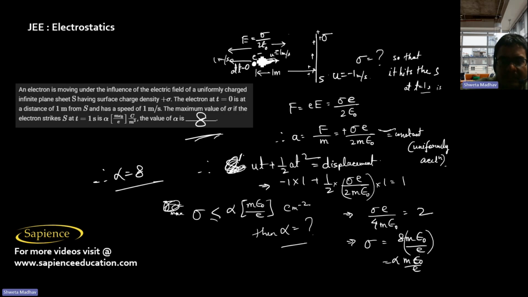So it means that the initial velocity of the electron is away from the plane sheet. It is not initially moving towards the plane sheet, it is initially moving away from the plane sheet.